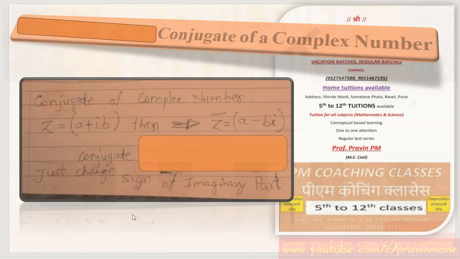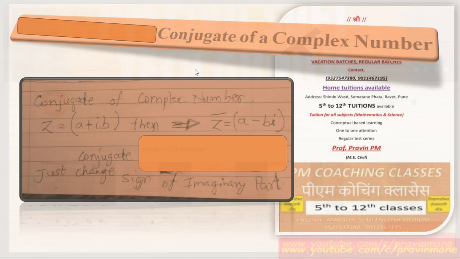Now the third concept is the conjugate of a complex number. Conjugate is required to find the next quantity, what we can say is the multiplicative inverse. So that we'll see later on.